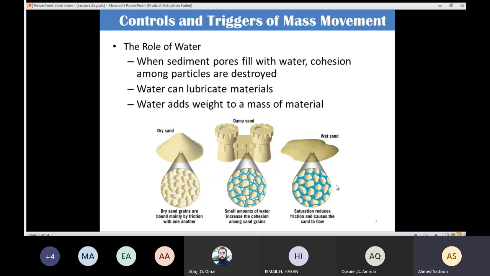So if you are going to have a stable slope, and then the pores of the soil in that place are going to be saturated, then we are going to lose the cohesion, and as a result, we are going to trigger mass movement. And that is the role of the water.